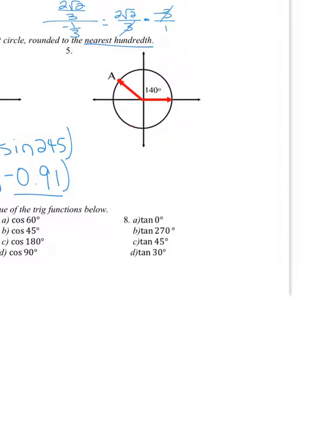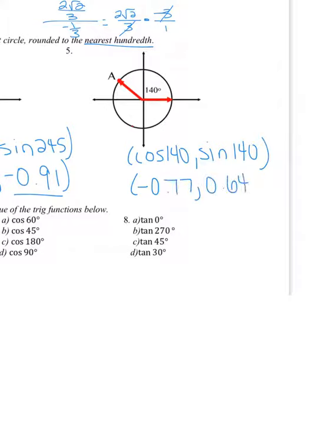For number 5, same idea. Point A is on the unit circle, so it follows those rules. I have to do the cosine of 140 and then the sine of 140 to figure out what that point is. So when you plug it in and you round, you get negative 0.77, comma 0.64. If you don't put the 0, it's not a big deal.